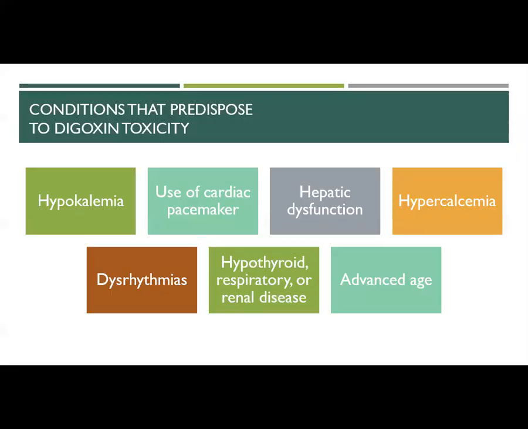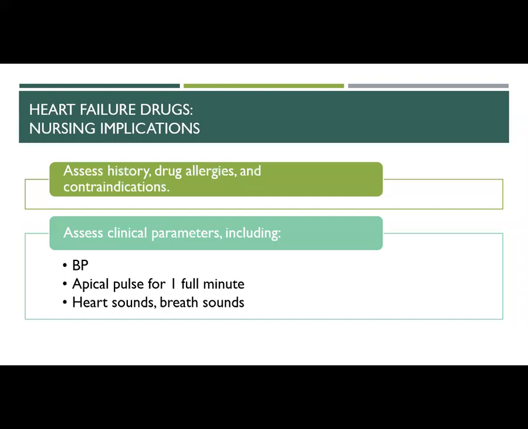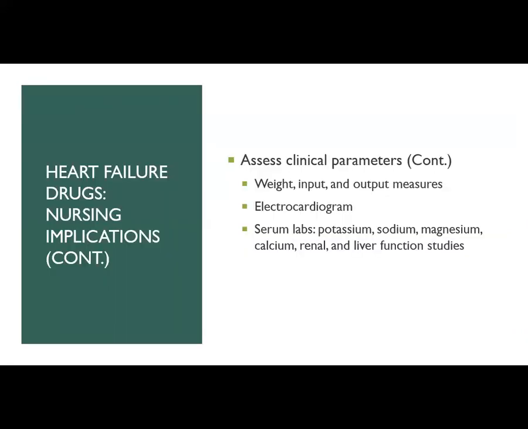So these are some of your predispositions to digoxin toxicity: hypokalemia, so if they've got low potassium, use of a cardiac pacemaker, advanced age, everything of that nature. You want to assess the history, drug allergies, and contraindications, assess blood pressure, and listen to the apical pulse for 1 minute, heart sounds and breath sounds. Assess clinical parameters: weight, input and output measures, electrocardiogram, serum labs including potassium, sodium, magnesium, calcium, and renal and liver function studies.